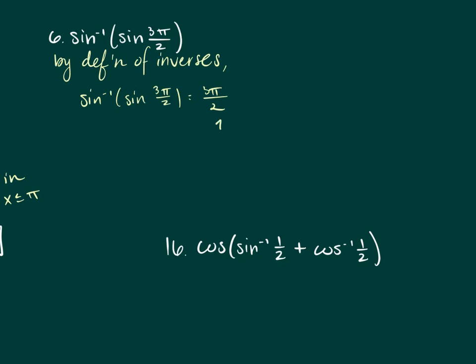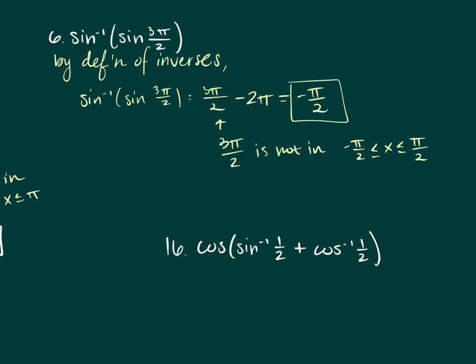But the only issue is that 3 pi over 2 is not in the interval of negative pi over 2 to pi over 2, right? Because 3 pi over 2 is larger than pi over 2. So what we're going to do is subtract 2 pi from it. We'll get negative pi over 2. This is now our answer.